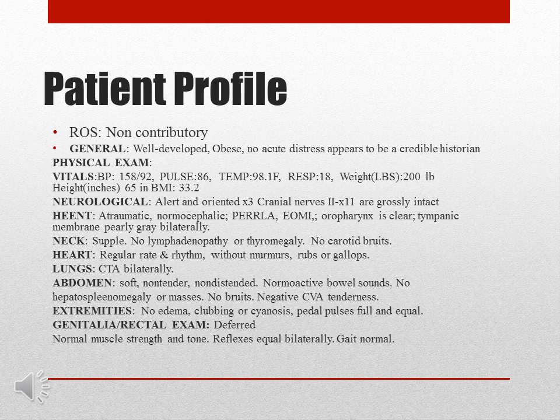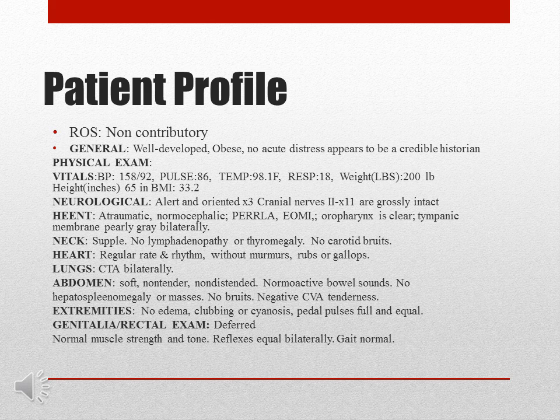Blood pressure 158/92. Pulse 86. Temperature 98.1. Respirations 18. Weight 200 pounds. Height 65 inches. Her body mass index is 33.2. Neurologic exam. She is alert and oriented times 3. Cranial nerves 2 to 12 are grossly intact.